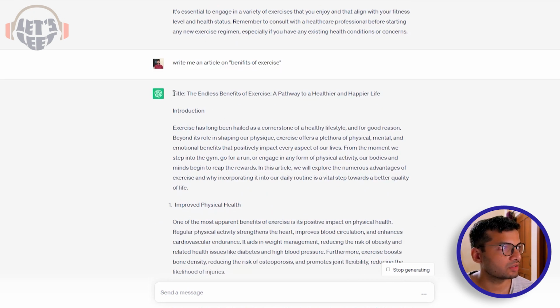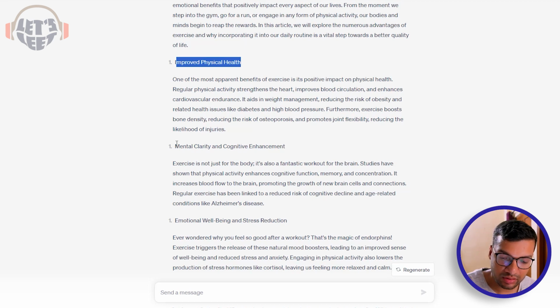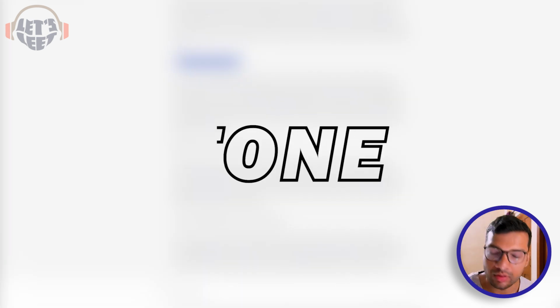Let's say title, introduction, and then in pointer form what are the benefits of doing an exercise. Okay, so we should clearly define the purpose. All right. The third pointer is tone.